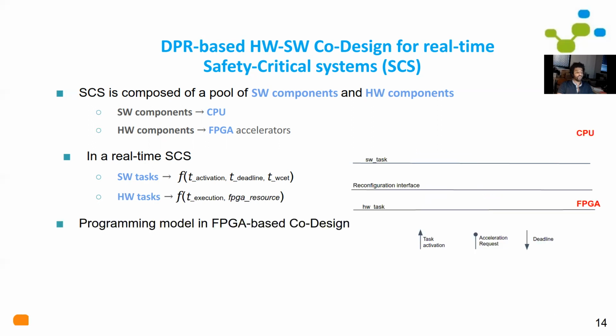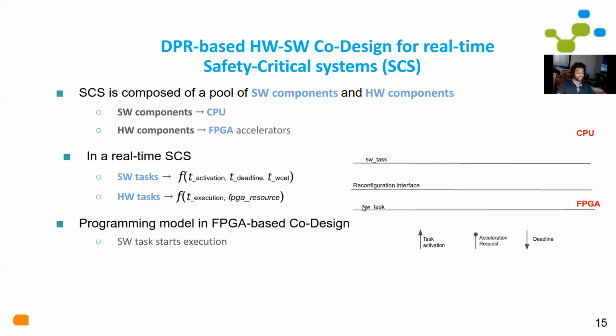So how do we use these hardware software co-designed real-time safety critical systems under the consideration of DPR? Usually this involves a bunch of software tasks invoking or asking for an acceleration request on the FPGA, and then a reconfiguration interface which configures or loads the accelerator onto the FPGA.